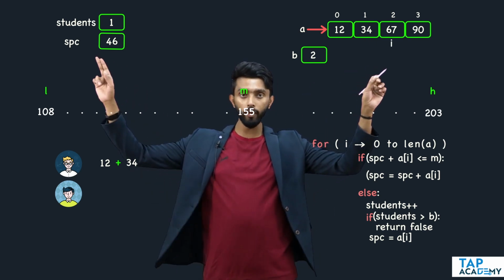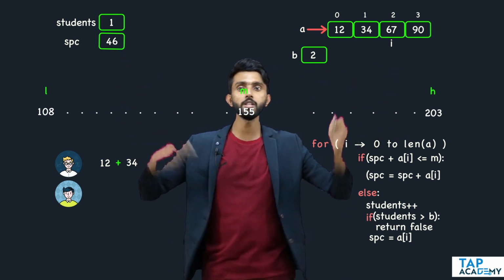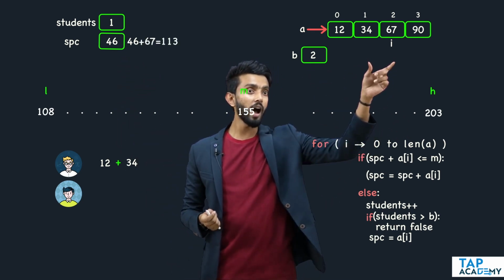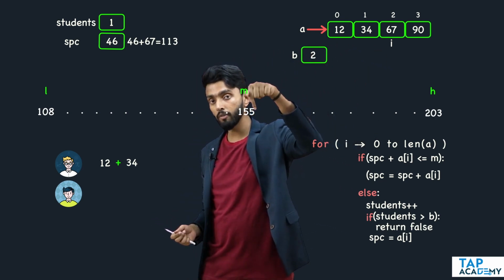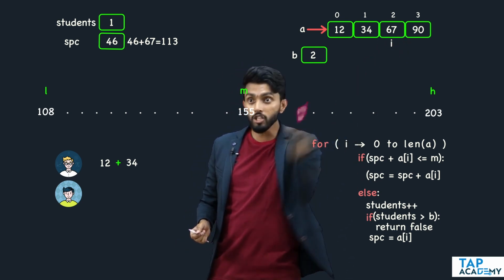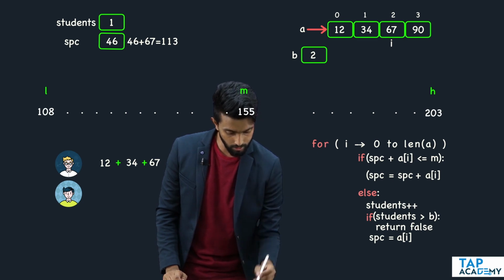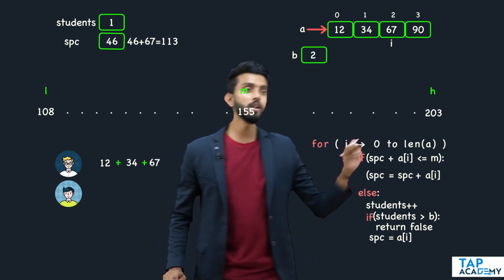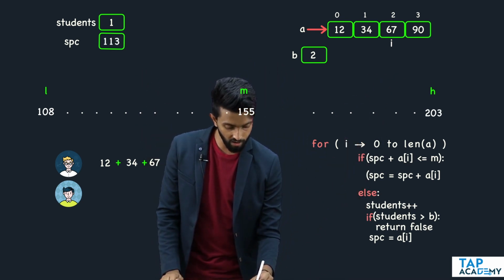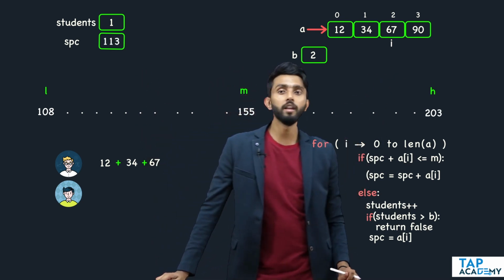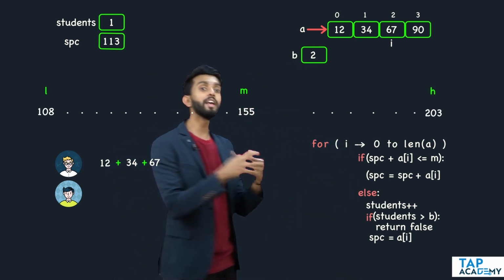Now before allocating 67, I will see what is 46 plus 67. So 46 plus 67 is 113. Is 113 lesser than 155? Yes. Yes means even this book can be allocated. So I will just allocate that book. So I will get 67. And obviously I will update my student page count, which will become 46 plus 67, which is 113. Any confusion till here? Yes sir, till here you have done. Next what, sir? Next what, you may ask.